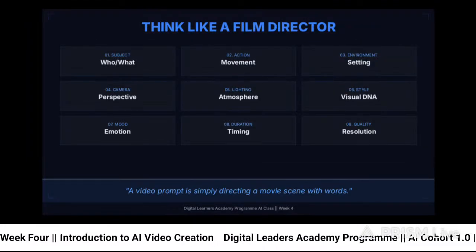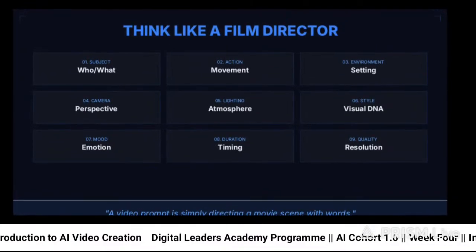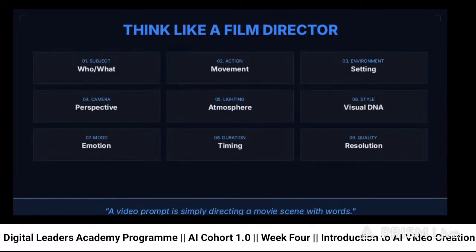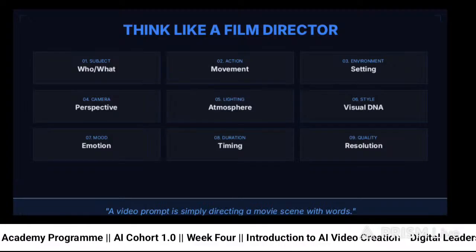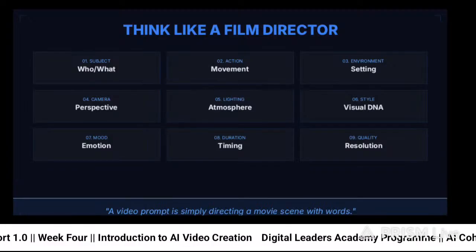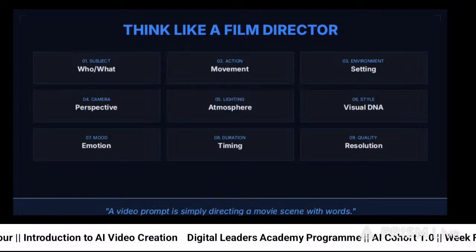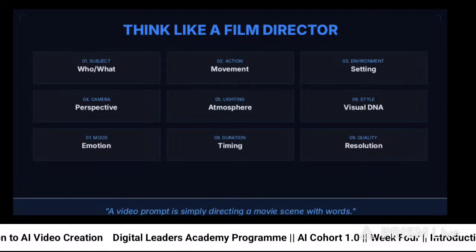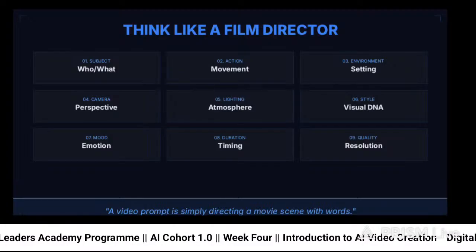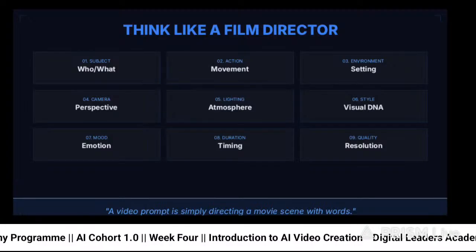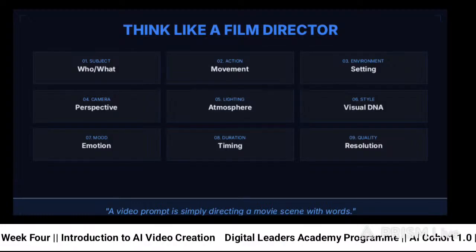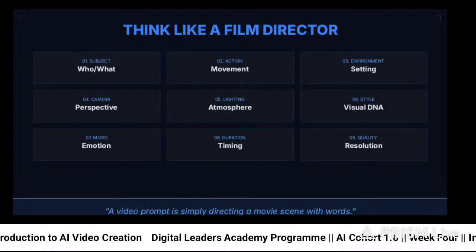Now, I want every one of us to think like a film director. How does a film director think? Remember, I said even in the image generation class that even though you are making use of AI to create your images, you should always let your creativity be top notch. Think like a film director. Now here are 9 key elements that you must take note of as an AI video prompt engineer.